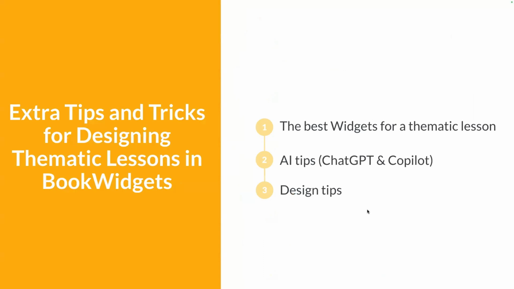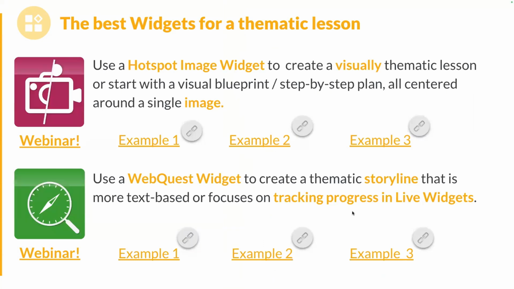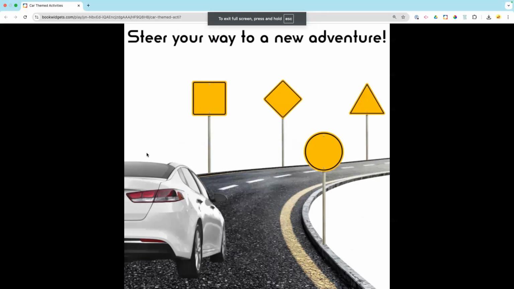So some extra tips and tricks for designing these. Well, I'm going to show you the best widgets for a thematic lesson, some different tips with AI and design, even though I've been kind of talking about these all along. So when you're doing a thematic lesson and you want to curate multiple things together, the hotspot image is a great one to create a visual thematic lesson. And this can be a visual blueprint or a step-by-step that's all centered around a single image. So I've showed you this example of the cars. Again, that particular theme.